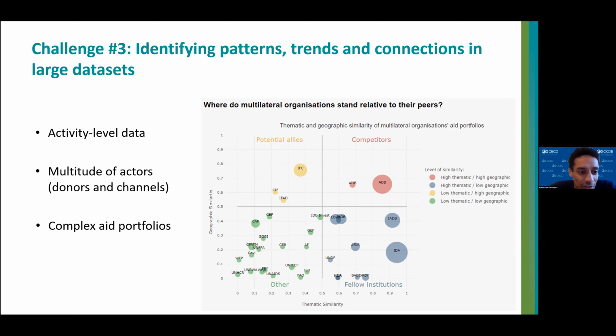bit more interactive. And so, as you can see in the screenshot, ultimately this allowed us to map both bilateral and multilateral organizations, based on whether their portfolios overlap or whether they complement each other across different dimensions. For example, the geographic similarity of the portfolios or the thematic similarity of their portfolios.